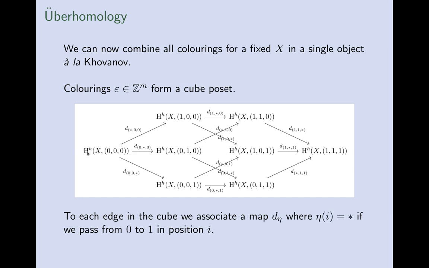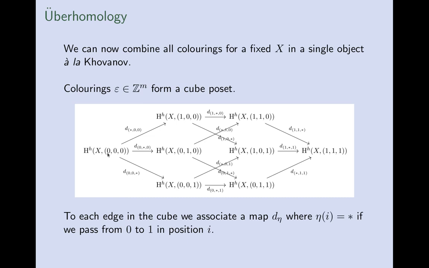More concretely, if we have a simplicial complex X on m vertices, then we get naturally that the colorings form a poset, which is basically just a cube. This is called a Boolean poset. In it, 0, 0, 0 is the first coloring, then 1, 0, 0, then 0, 1, 0, and so on, until we get, on the right here, to the all-one coloring.